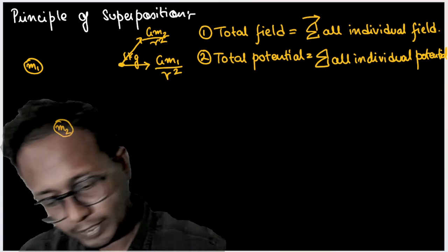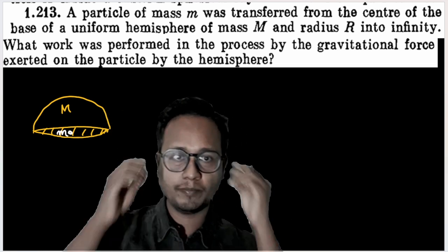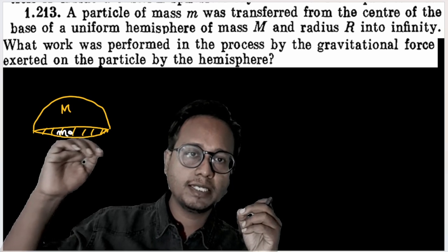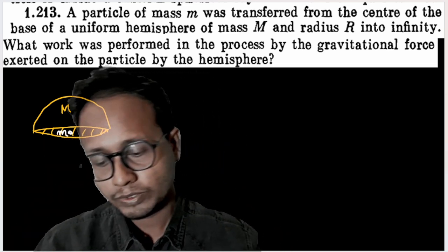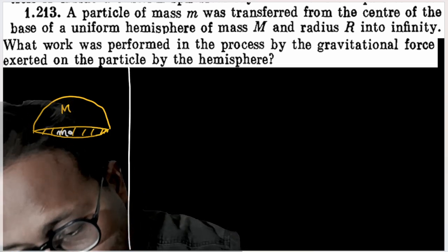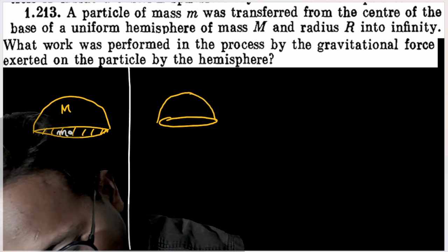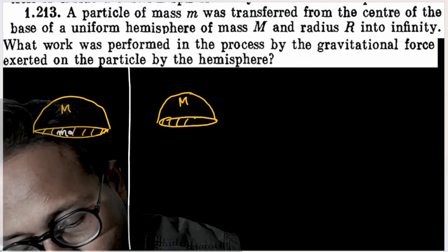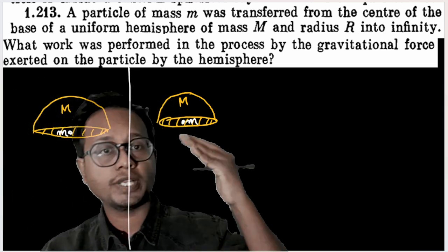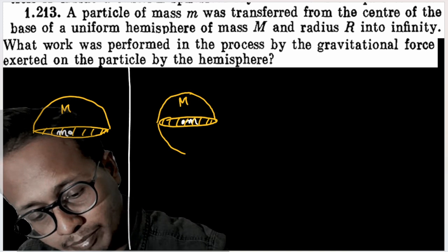Okay, fair enough. Now using the principle of superposition, how do I solve this one? What is the relation between the principle of superposition and this question? The hemisphere out here is a little bit tough to solve, so instead of solving for the hemisphere, I'll solve for the entirety of the sphere. What I'm doing out here is, there was already a sphere of mass capital M, and a small mass m was kept out here. Now what I'm doing is I'm creating another mass M.